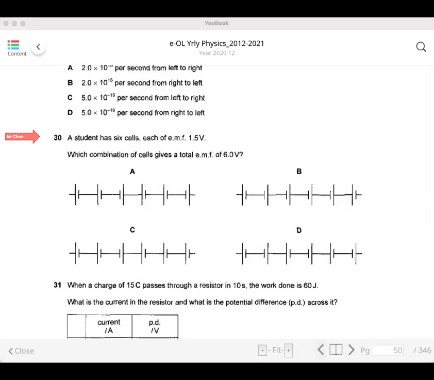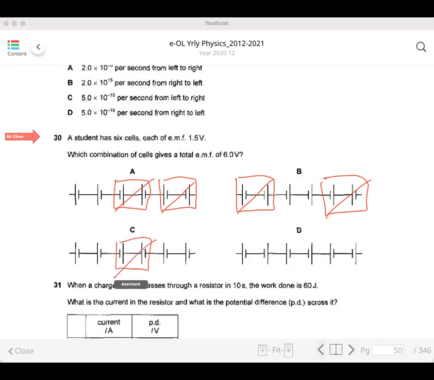Okay, these two cancel out. These two cancel out. These two cancel out. These two, they cancel each other out. Okay, this one, they cancel each other out. Okay, this one, all cancel out each other. Am I right? Okay, so what's the answer for this?